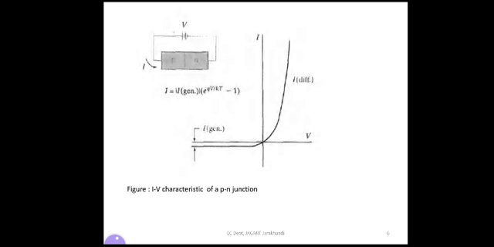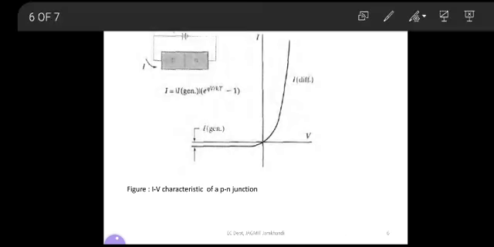So in forward bias, as the VI characteristics show, the current flows very freely, whereas in reverse bias the current is almost zero when the diode is reverse biased.